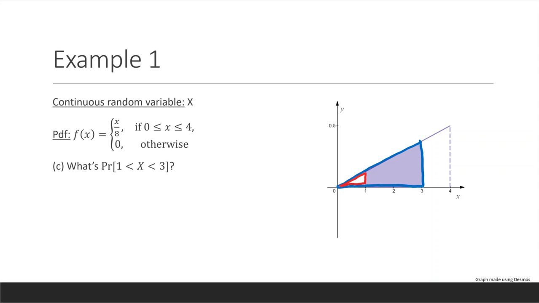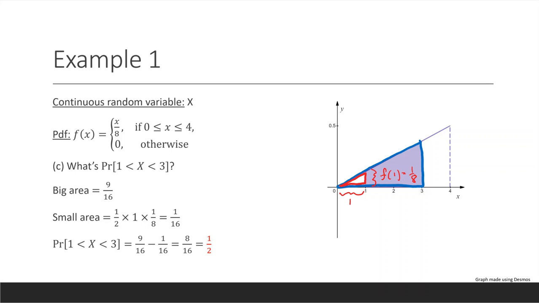So let's compute these areas. The big area we've already computed, that's 9/16. For the small area, the base is 1, and the height is f of 1, which is 1/8, and so that area is 1/2 times 1 times 1/8, which is 1/16. And so the probability that x is greater than 1 and less than 3 is 9/16 minus 1/16, which is 8/16, or 1/2.